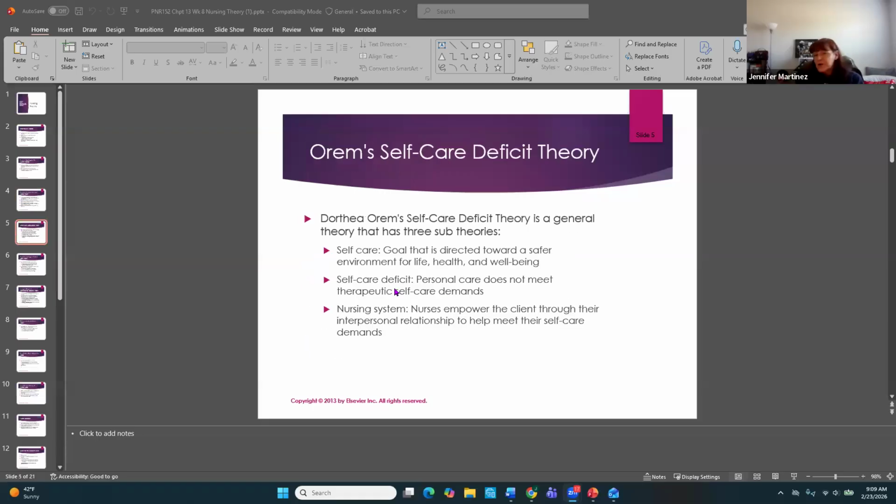Then we have Dorothea Orem. Her theory was the self-care deficit theory. It has three sub-theories within it: self-care, self-care deficit, and the nursing system. So self-care is a goal directed towards a safer environment for life, health, and well-being. Generally speaking, people learn to respond to health cues in ourselves, as well as the environment, as a way to maintain our personal health.